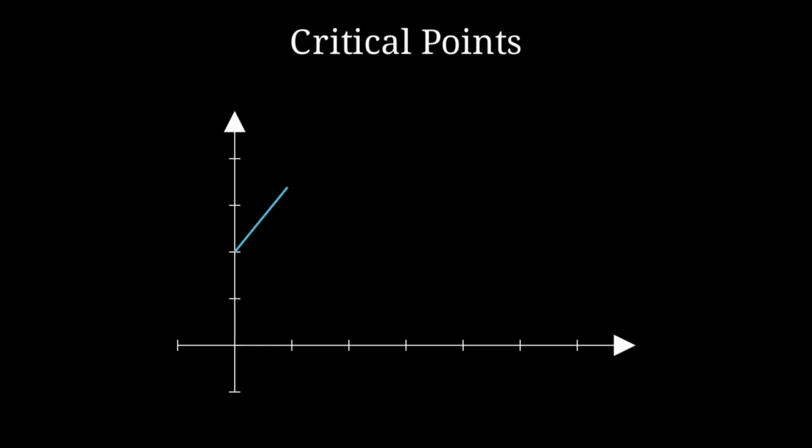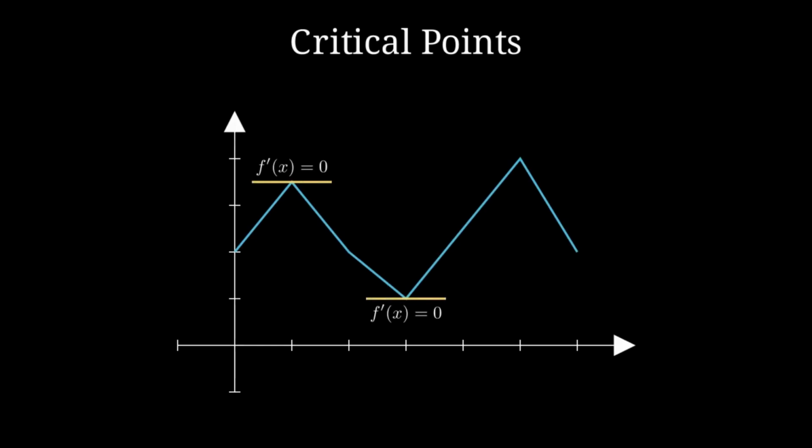Before testing for extrema, we must find critical points. These are values of x where the first derivative is either 0 or undefined. These candidates represent locations where the slope of the tangent line is horizontal or the function changes behavior abruptly.